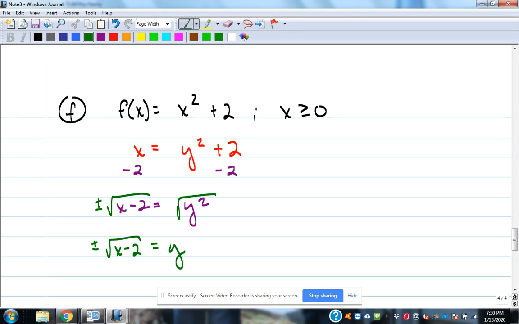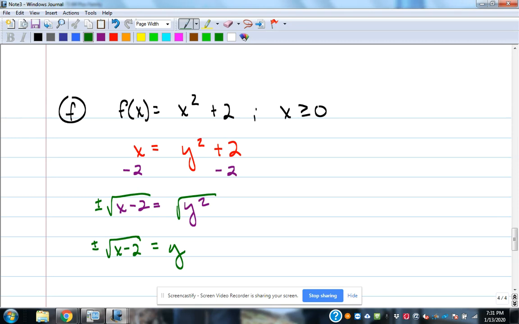Why the positive side? That's right, but why? Because it's got to be greater than 0. Where did you get that from? The domain. Very good. The domain on the top said x has got to be greater than or equal to 0. What kind of numbers are greater than or equal to 0? Positive ones, right? So if it had said less than or equal to 0, we'd have used the minus side of the plus or minus on the square root.